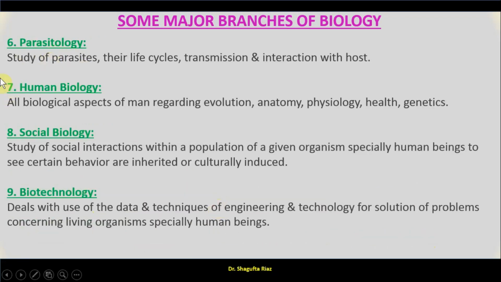Then parasitology. It is the study of parasites, their life cycles, their mode of transmission, and their interaction with the host. Then human biology. It includes all the biological aspects of man regarding evolution, anatomy, physiology, health, and inheritance, which comes under genetics. Then social biology. It is the study of social interactions within a population of a given organism, especially human beings. This study looks at certain behaviors which are inherited or culturally induced or developed.